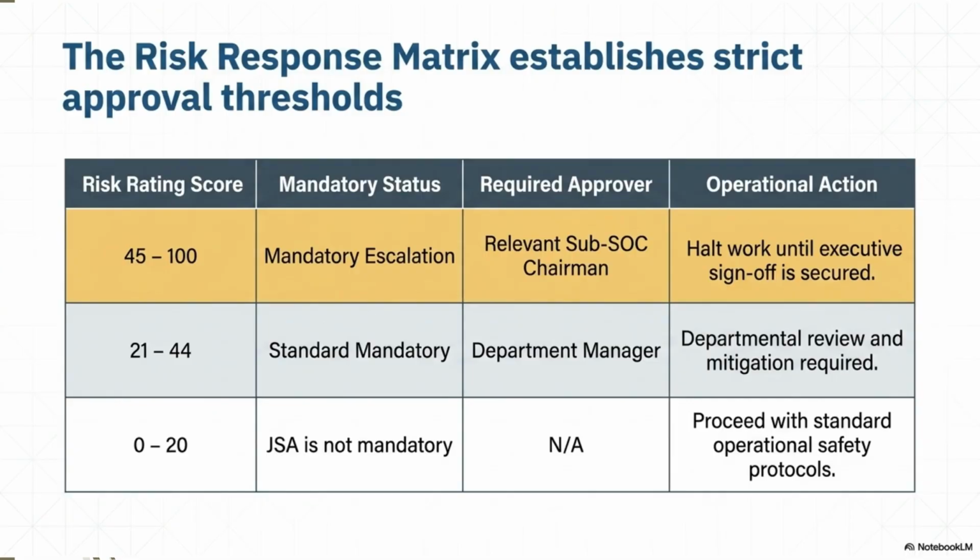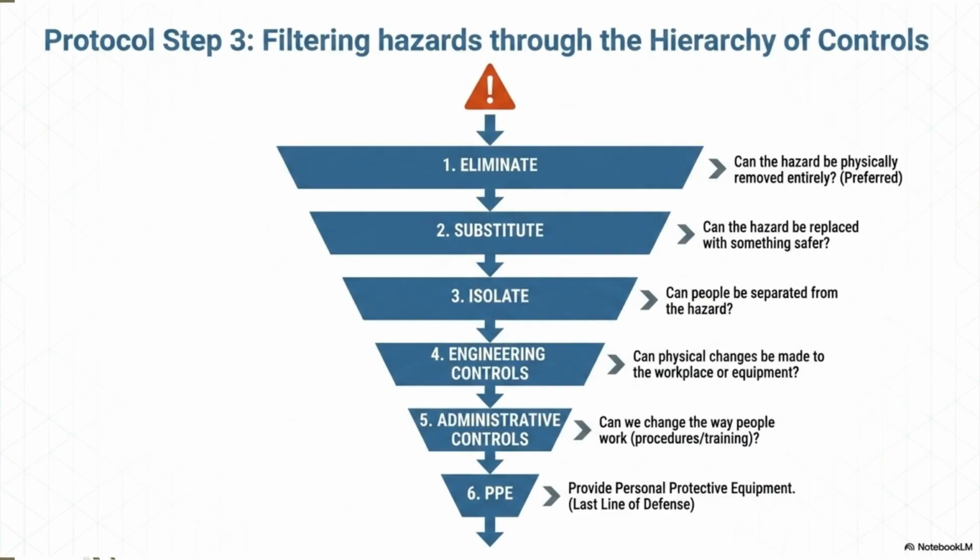Our risk response matrix establishes strict operational action thresholds. A score between 0 and 20 means a formal JSA is not mandatory, and standard safety protocols apply. A score between 21 and 44 requires standard mandatory review and mitigation, signed off by the department manager. However, a score between 45 and 100 triggers a mandatory escalation. Work must halt immediately until the subsociety chairman reviews the risk and grants formal executive sign-off. Thresholds keep everyone accountable. Step 3 filters identified hazards through the hierarchy of controls, listed from most effective to least.